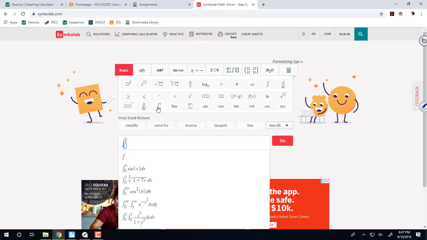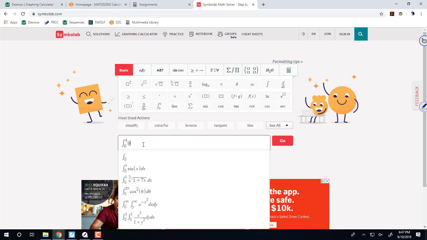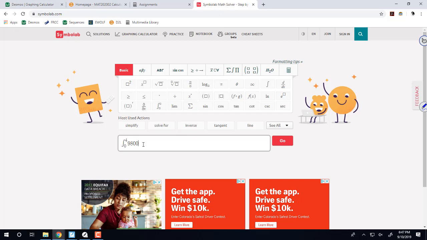So let's just enter what we had in and compare. The second part from 0 to 4. I'm not sure if this will do dy or dx. I don't think it really matters. Where's pi? You just type pi, lowercase both. Okay, 4 pi.